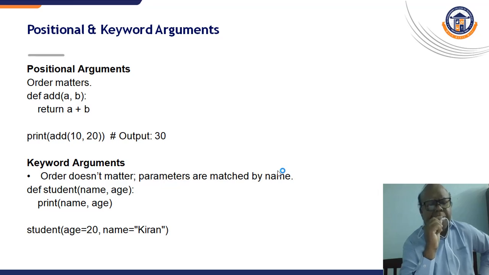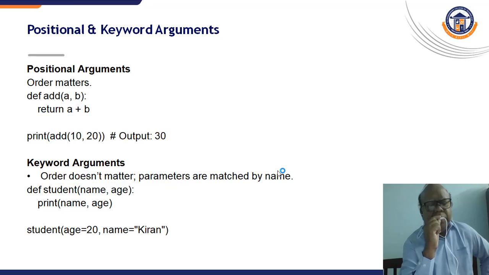Parameters are matched by the names. For example, you can see def student(name, age). In this function you are not returning any value, you are printing the name and age inside the function. And here, when you are calling the function using keyword arguments, for age you are assigning 20, and for name you are assigning Kiran, and you are calling the function with the help of the name student.